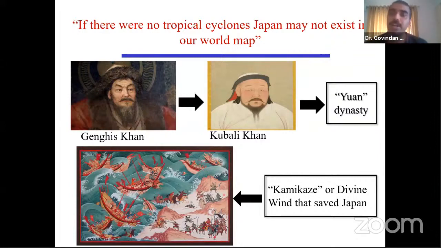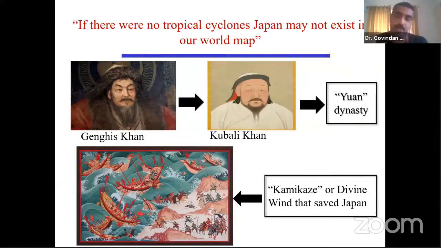You might have heard of Genghis Khan. He is a very famous emperor of the Mongol Empire. He has a grandson whose name is Kublai Khan. Kublai Khan is the one who established the Yuan dynasty.